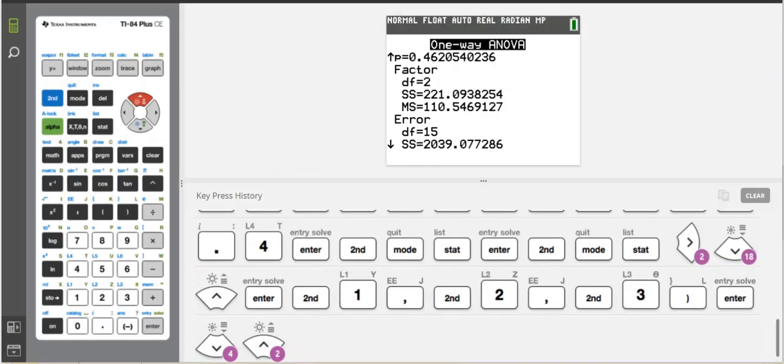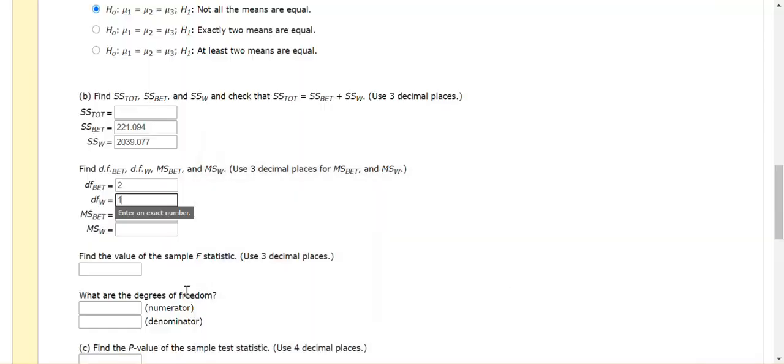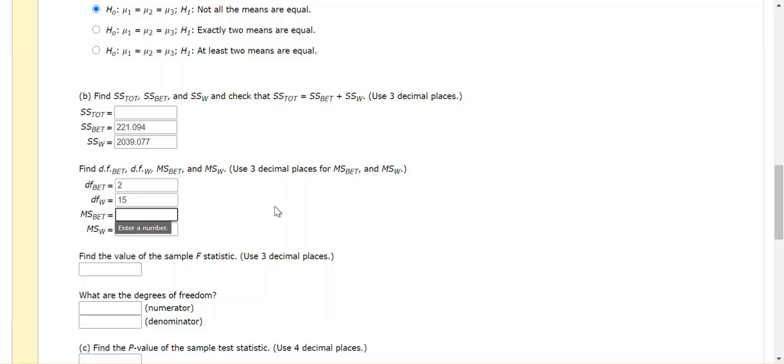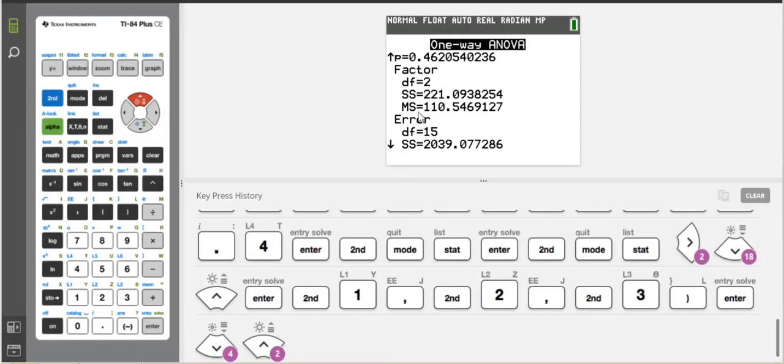And then the degrees of freedom for the error, or within the group, 15. So I put in 15. And then the mean square for the between, which is the factor, mean square is 110.547.